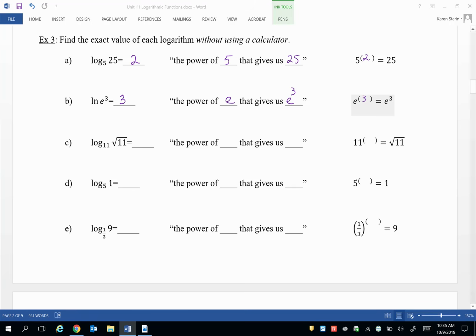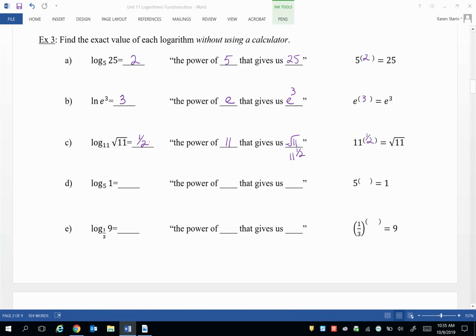Part C, log to the base 11 of the square root of 11. Well, let's think about that one first in a sentence. The power of 11 that gives us the square root of 11. Well, remember, we can write the square root of 11 as 11 to the 1/2 power. So 11 to the 1/2 power equals the square root of 11. So log base 11 of the square root of 11 is 1/2.